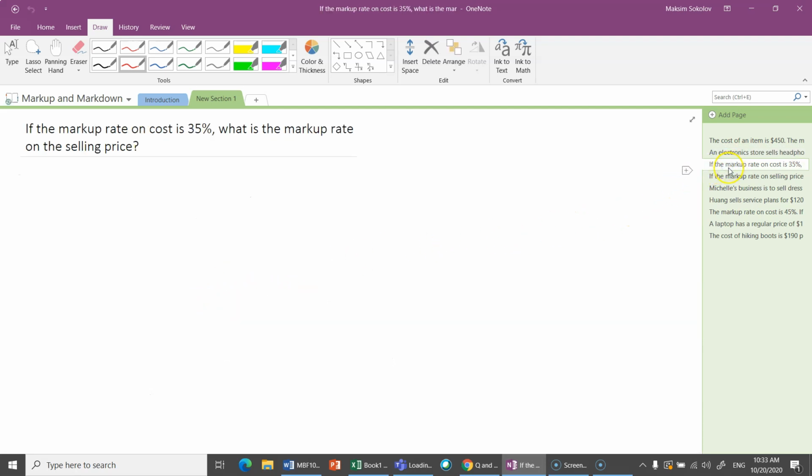Let's proceed to the next problem. If the markup rate on cost is 35%, what is the markup rate on selling price? The interesting part about this problem is that we're not given cost or we're not given selling price. But in order to overcome this difficulty, we will simply investigate this problem per each $1 of the selling price.